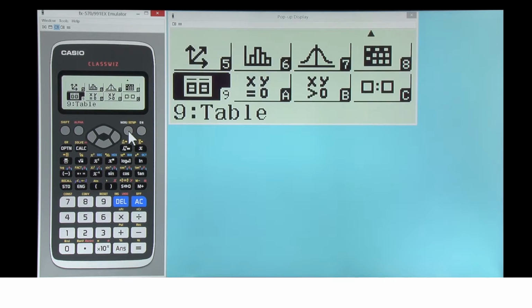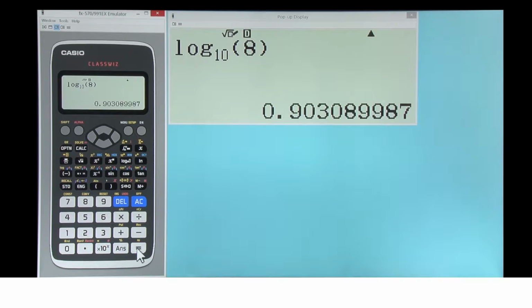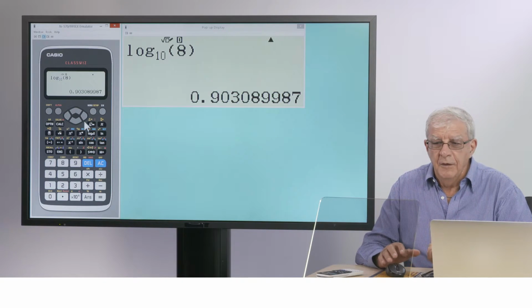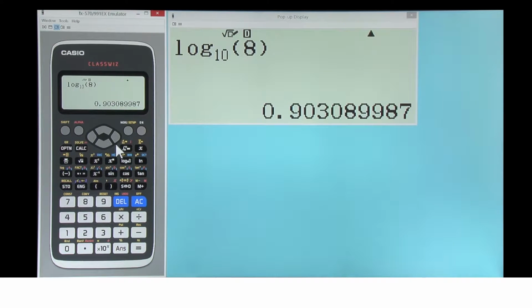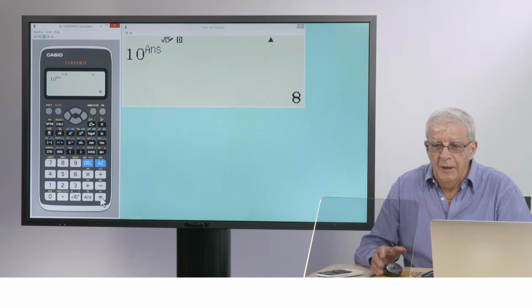Of course, there's a more efficient way of finding the logarithm to the base 10 of a number using a command, a logarithm command. We'll move back to Calculate mode with Menu and 1 and use the logarithm command. The base is 10 and the number is 8, and the ClassWiz gives the result immediately. And we can see that this is the number to which we have to raise 10 to get 8 by raising 10 to the power of the previous answer. And we can see that the result is 8.